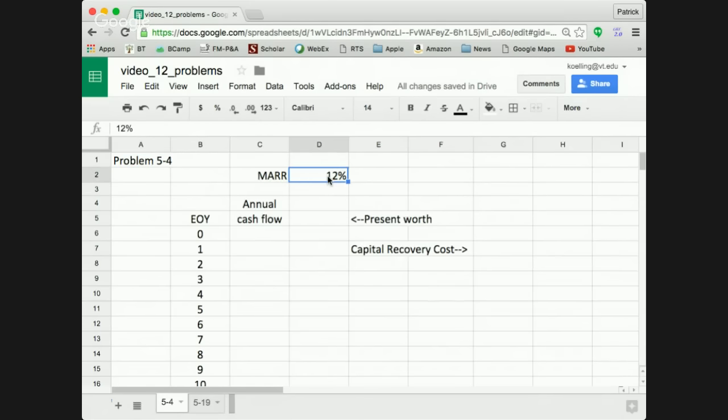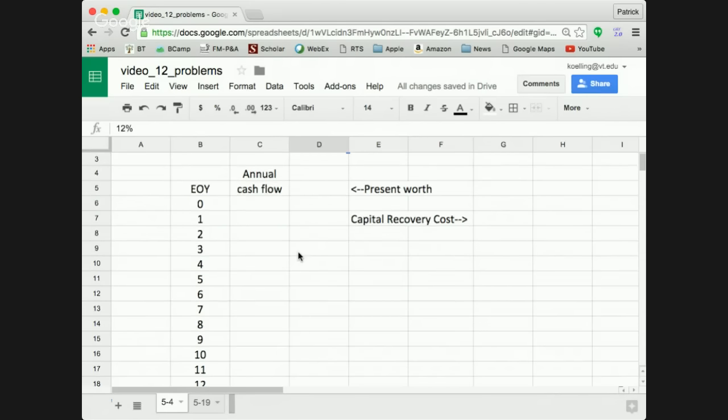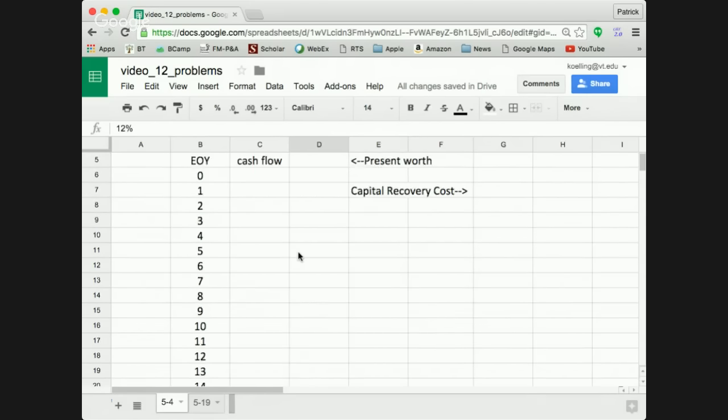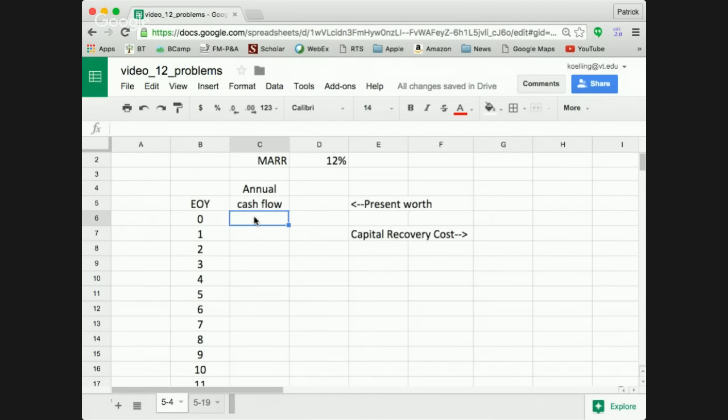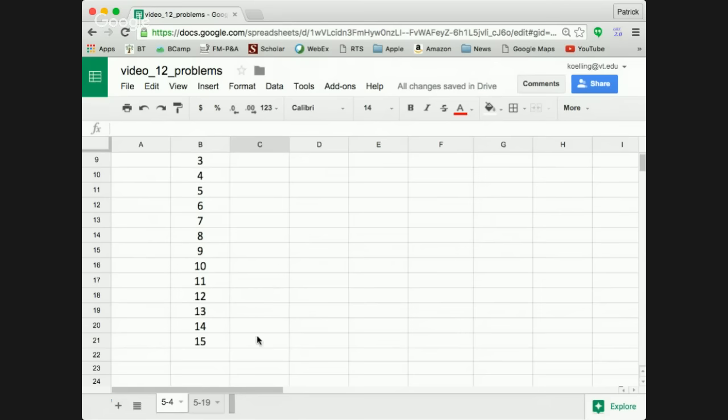There's our MAR, 12% per year. Pertinent cost data are as follows, and it gives us the following data. The investment cost is $13,000, and the useful life is 15 years. So you can see that I built a cash flow table here that goes down to 15 years. At time 0, my initial investment is negative $13,000. The other piece of information that's relevant here is the market value at the end of year 15 is $3,000.